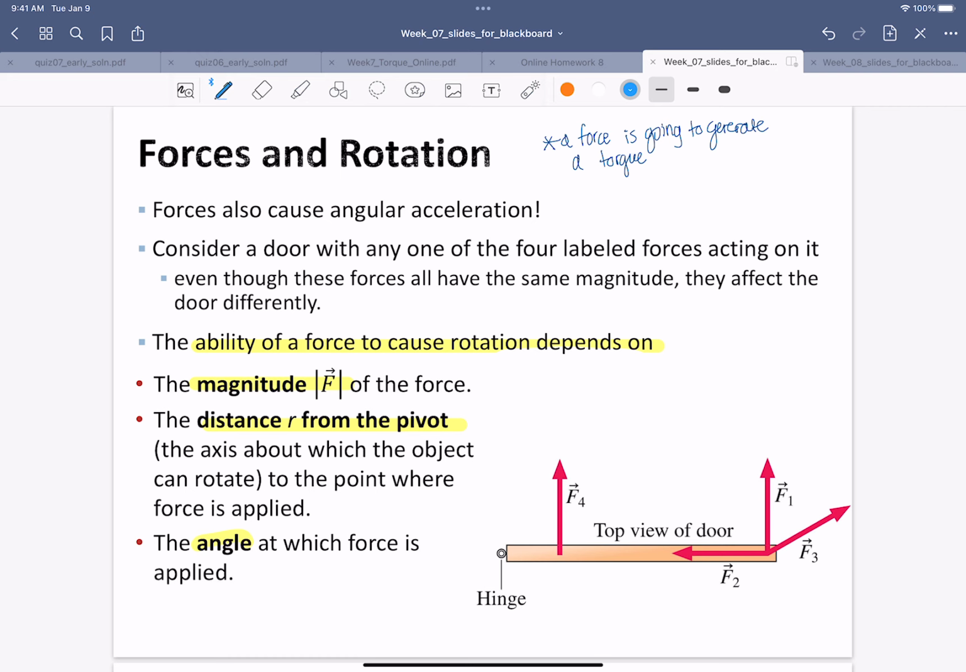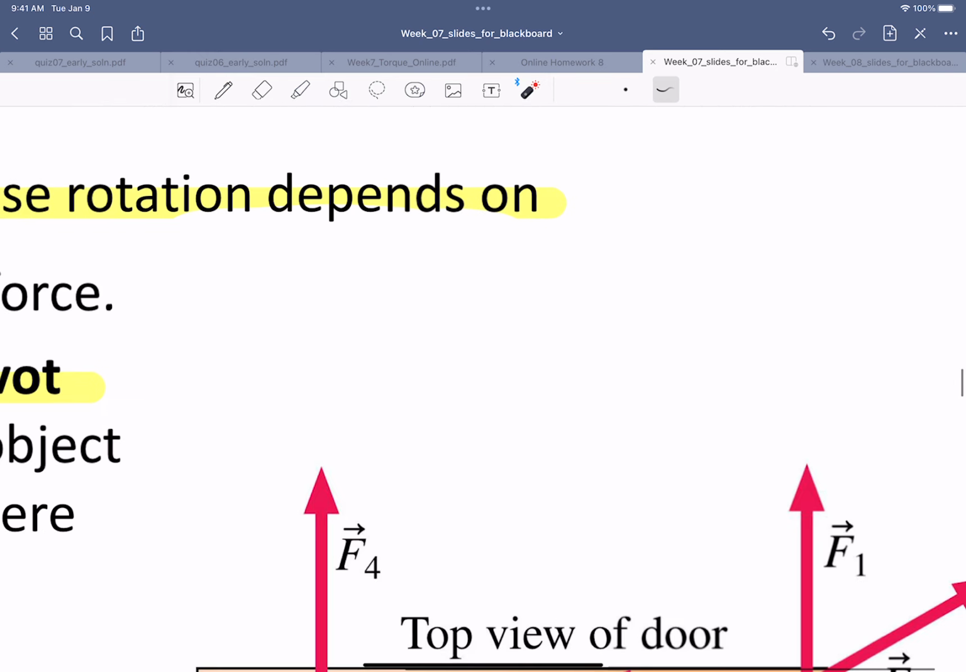So say, for example, I could very well be pushing on the door at a distance 10 centimeters away. Or let's say in reality, let me look at my door real quick. What's the distance? Maybe 2 feet, 3 feet, I don't know. So let's say 180 centimeters or something like that.